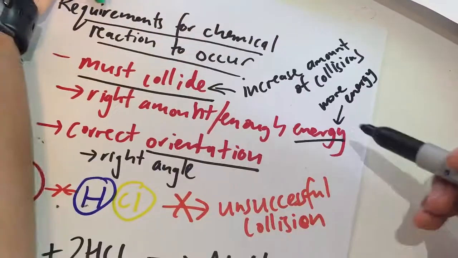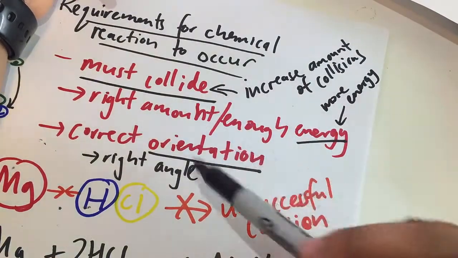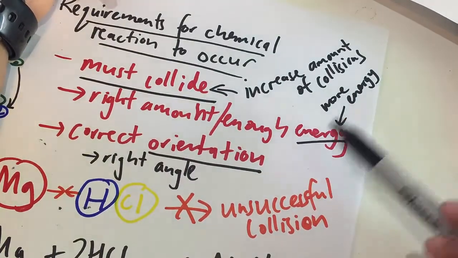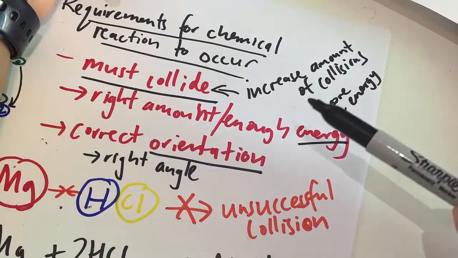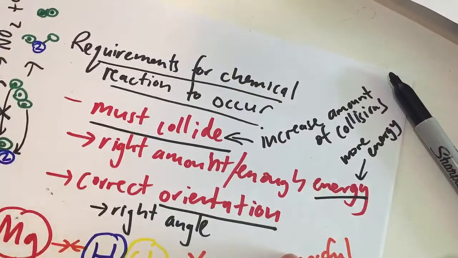And so if we provide the particles with more energy, not only are they going to have chances to collide, but when they do collide, they're going to have more energy when they collide, so there's a greater chance that they're going to collide with the right amount of energy or more energy, which will also give us a successful collision.